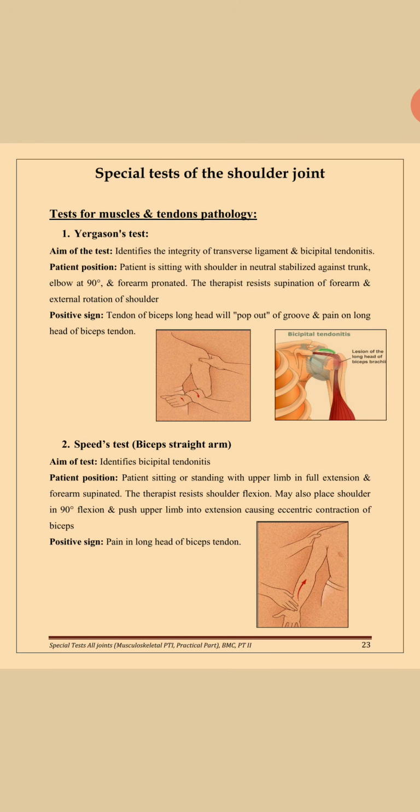Speed's test. Biceps straight arm. Aim of the test: identifies bicipital tendinitis. Patient position: patient sitting or standing with upper limb in full extension and forearm supinated. The therapist resists shoulder flexion, may also place shoulder in 90-degree flexion and push upper limb into extension, causing eccentric contraction of biceps. Positive sign: pain in long head of biceps tendon.